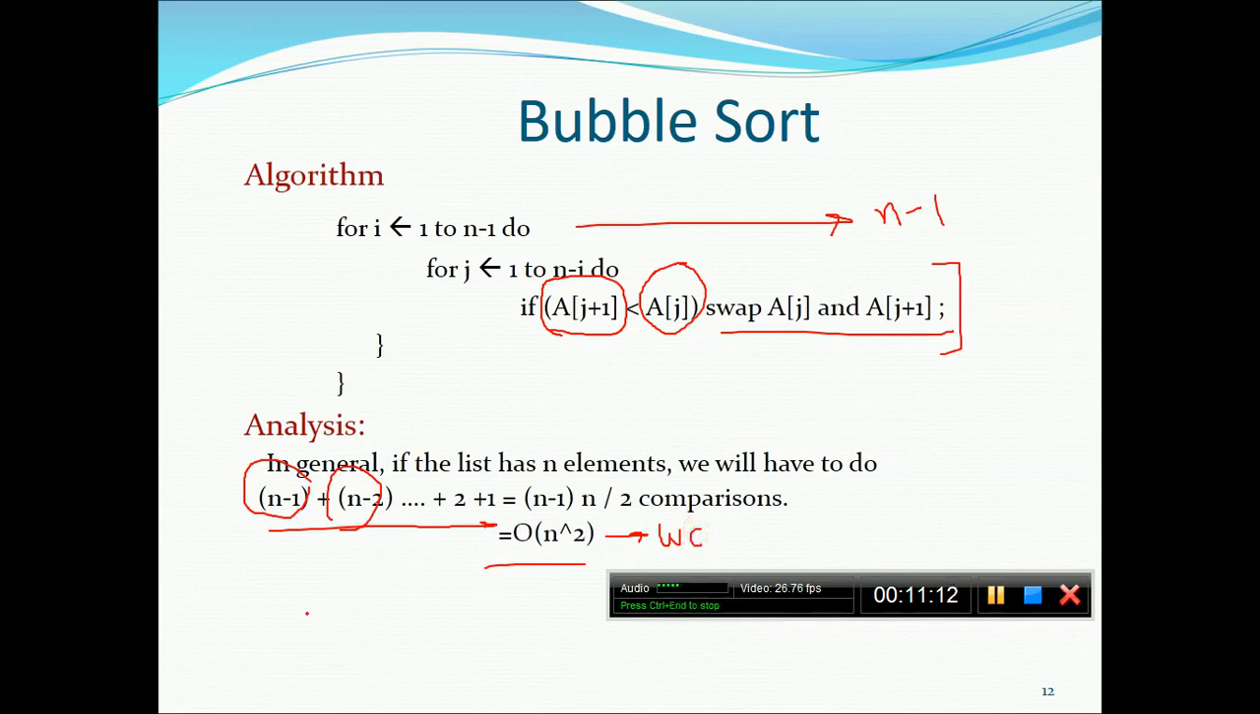Now, what is the best case here? Order of n would be the best case, given the array is already sorted. Again, not this algorithm as is, there may be some changes in the algorithm to detect that, but it should be order of n in the best case given the array is already sorted. Is it fine?